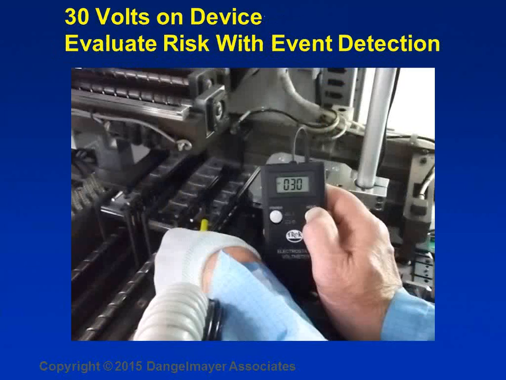Now, another tool in the process is shown here. In this case, the potential on the device was 30 volts. However, to make that measurement, we had to momentarily stop the equipment, which meant it was not indicative of the potentials at normal operating speeds, or it may not have been. So 30 volts was pretty close. It was close to the 50 volt level, and therefore we dug more deeply to evaluate the risk using event detectors.